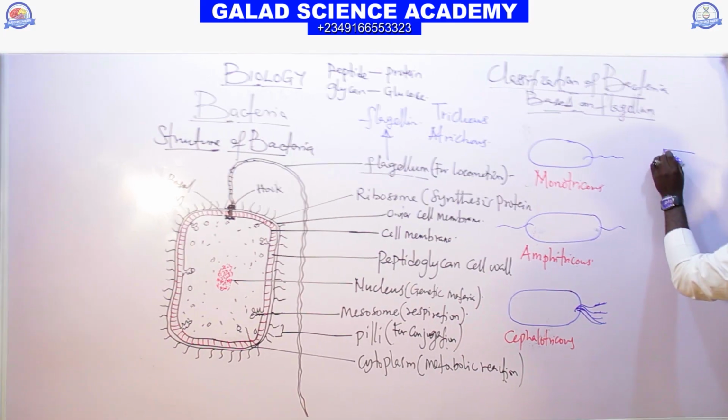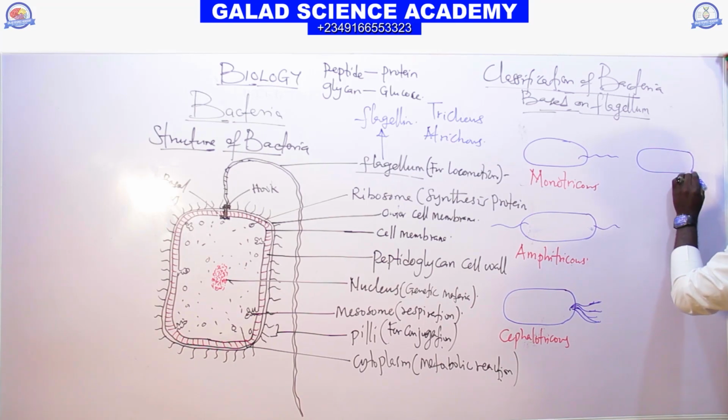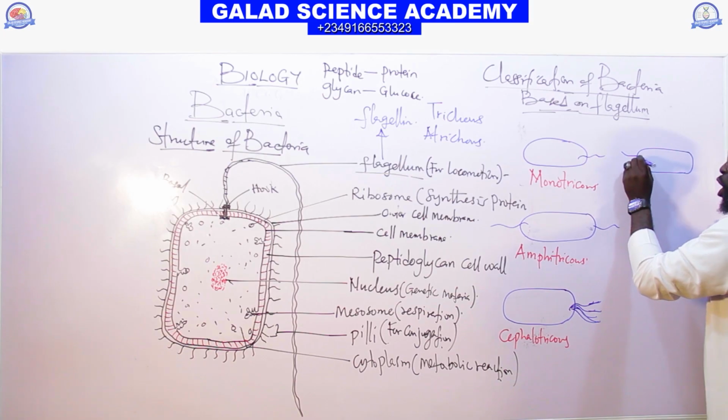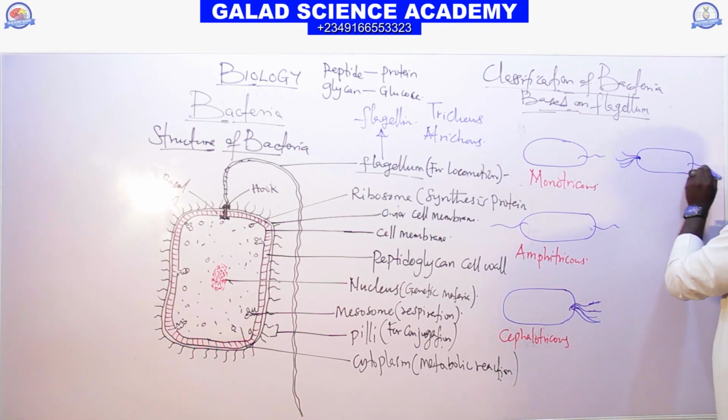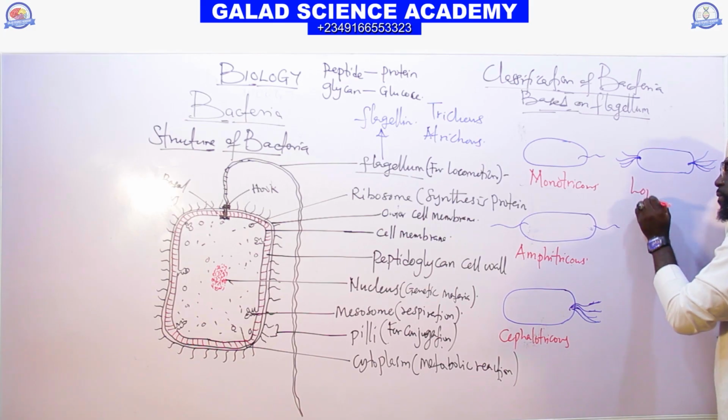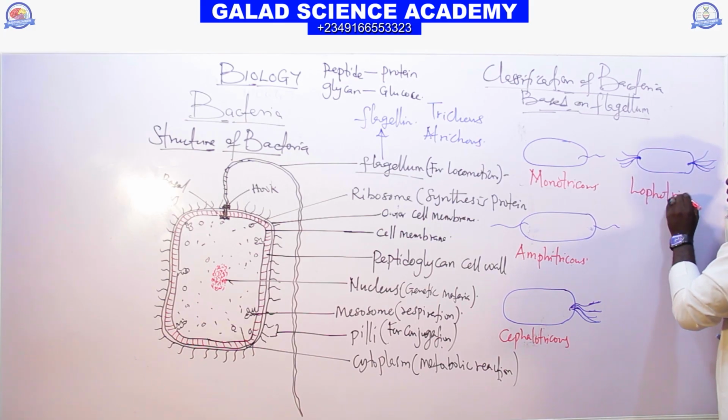But we have a bacteria like this that has two or more flagella at the two ends. What do we call it? We call it lophotrichous.